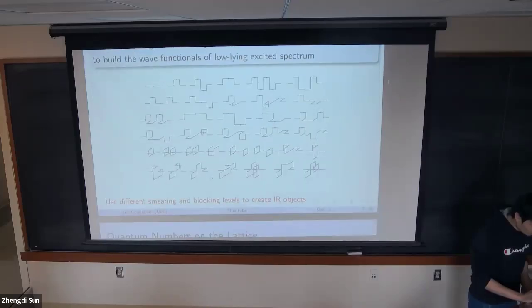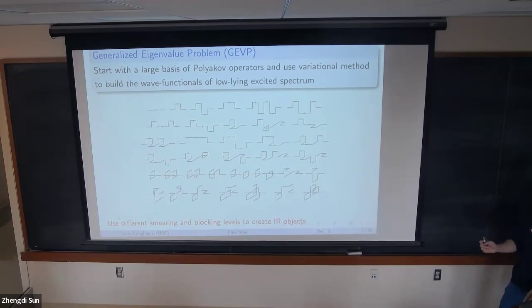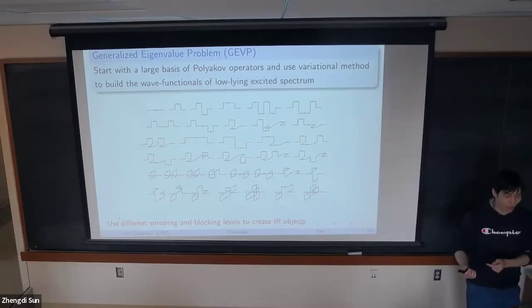So actually, yeah, there's one sentence below that we also use different smearing and blocking levels to create operators. Namely, we want to use different Polyakov operators with different string width, so that we can probe the IR objects instead of just the pure line, which we know is of the lattice spacing and not physical at all.